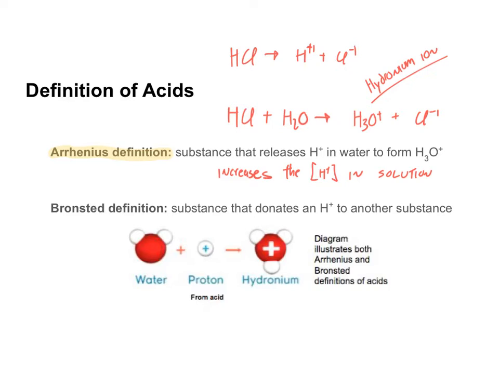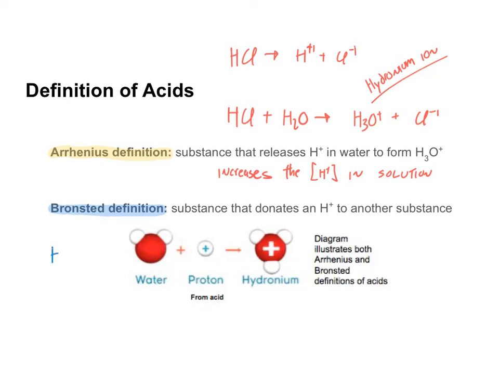Now, the other definition that we're going to be talking about is called the Bronsted definition, also known as the Bronsted-Lowry definition. The Bronsted definition is a substance that will donate a hydrogen to another substance. In the case of hydrochloric acid, that's easier to look at because it falls in the same category. So here we would have water plus the proton from the acid, and I'm going to re-illustrate that in a minute, to create the hydronium ion.